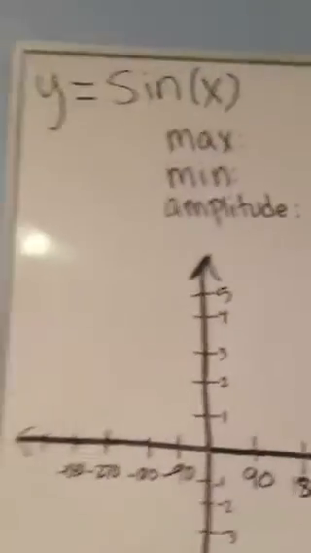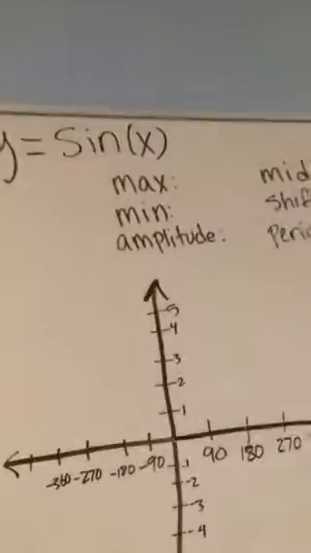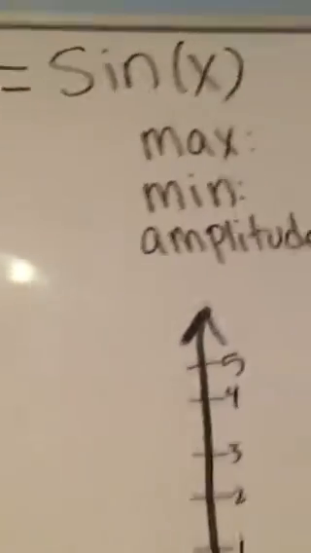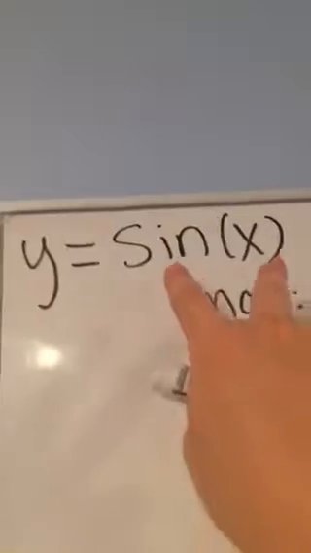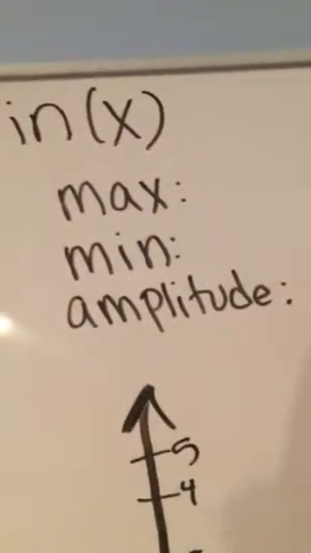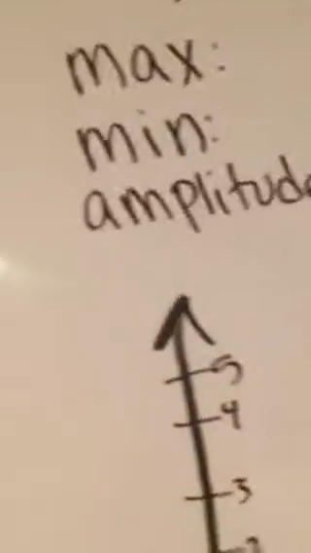Alright, so sinusoidal functions are the graphs of sine and cosine of the unit circle. And so to graph the sinusoidal function of y equals sine of x, first, you know that this equation gives you all this information: the maximum point, the minimum point, the amplitude, the midline, the shift, and the period. And so if you were to rewrite this, it would be really 1 sine of 1x plus 0.